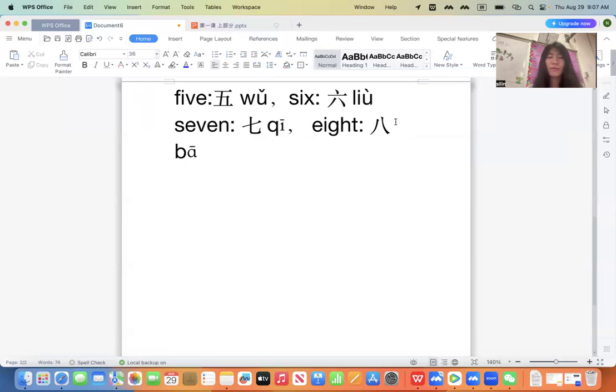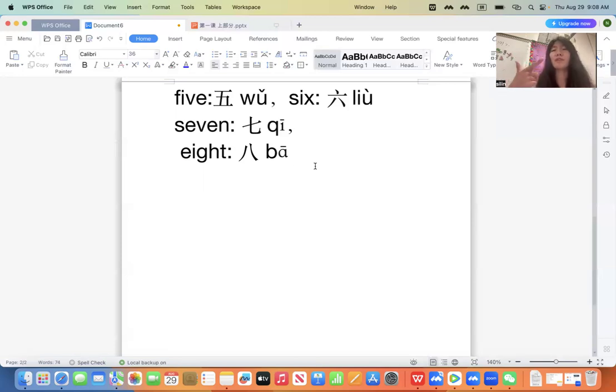So the first one, 八. Number 8. Ba, letter B say bo, A we already learned, so bo, ah, first tone, ba. And this is the gesture. It's like a gun, but no. Ba, ba, that means 8.